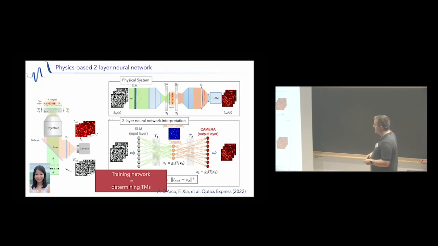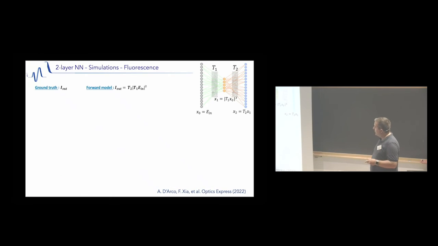And the general idea is I don't want to train the network to do some prediction, but I want to train the network to determine the transmission matrix. So I can basically use PyTorch or whatever machine learning platform to train my neural network. And so this is, for instance, for some simulation.